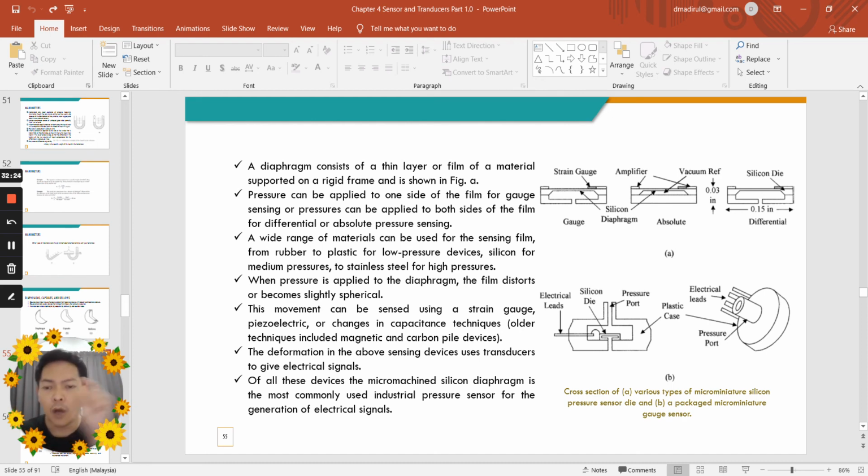Of all these devices, the micromachined silicon diaphragm is the most commonly used industrial pressure sensor for the generation of an electrical signal. The figure here shows the cross section of various types of micro miniature silicon pressure sensor die, whereas figure B shows a packaged micro miniature gauge sensor.